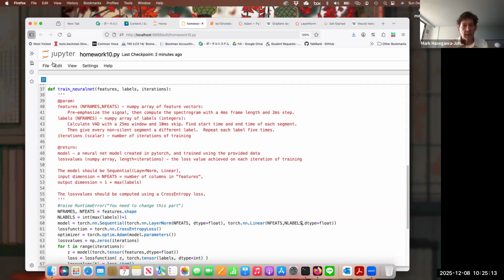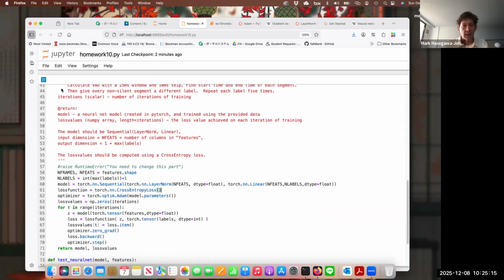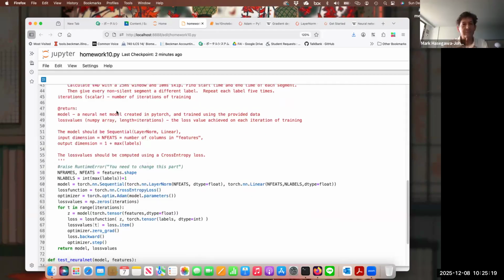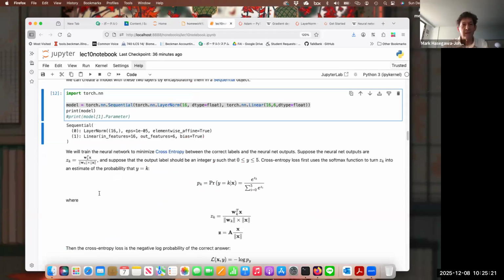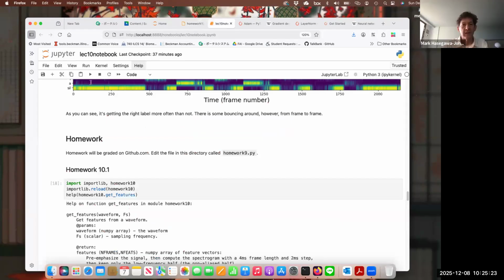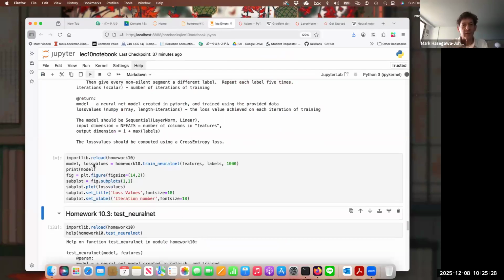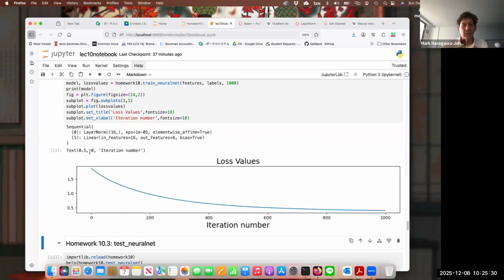I think that's everything I need. Let's try that and see if that's enough. Let's go down here to the homework 10.2, and let's try running that and see if that's everything. All right, good. Now we have a fully trained model. We show the output loss values as a function of the iteration, and we see that the loss is decreasing from around 2 to around 0.5.